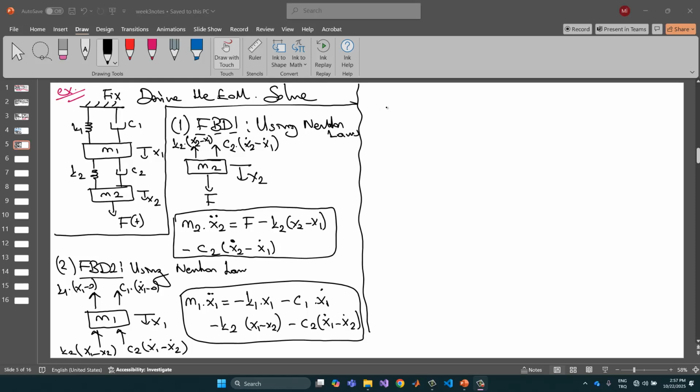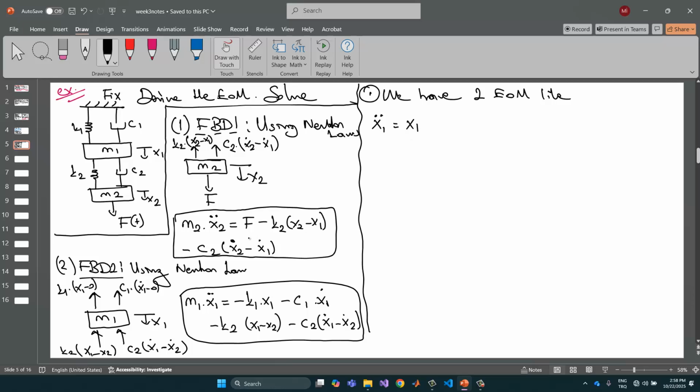If we write the equation of motion, we have 2m like this one. If we want to collect all the terms in a state space formation, x1 dot dot and x2 dot dot should be written in terms of the states. Okay, and so what about this one?